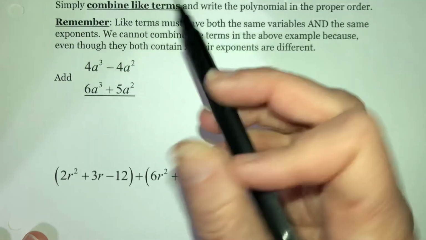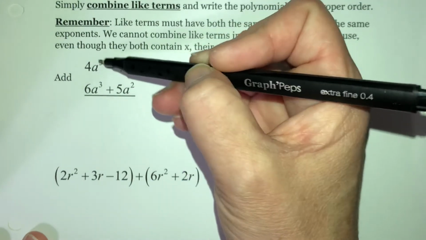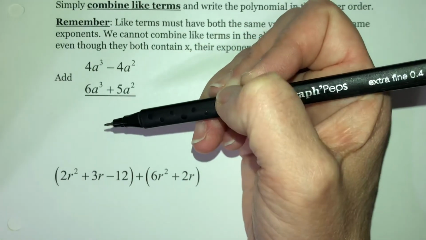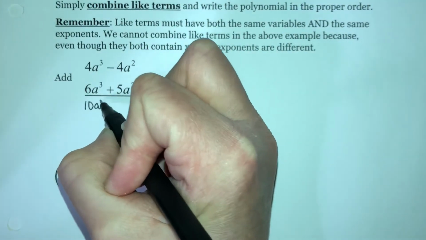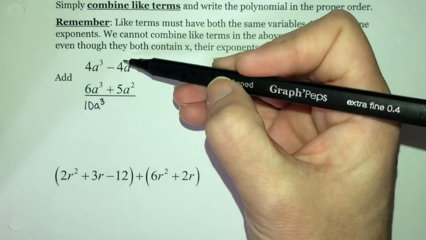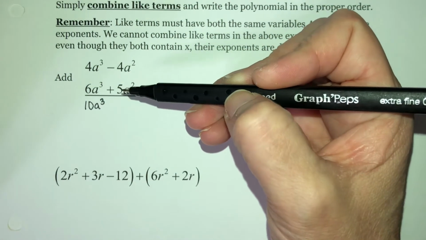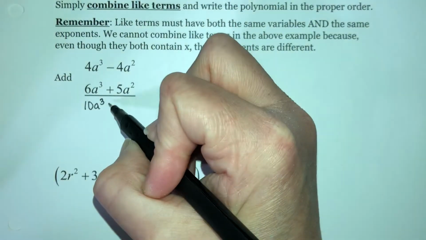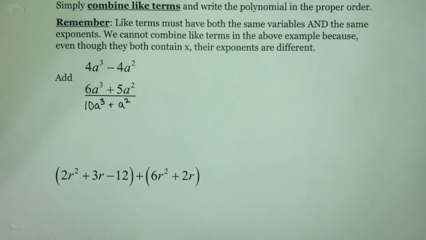All we do is we combine like terms. We add or subtract the numbers in front. 4a to the third, 6a to the third, 4 plus 6 is 10. So I have 10a to the third power. Negative 4 plus 5, that would be 1. You can write 1a squared or just a squared. And that would be your answer.